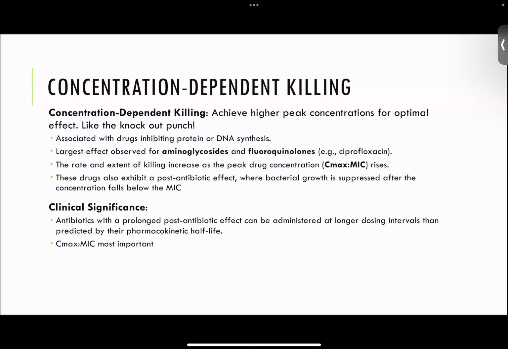Okay, so those are concentration dependent killers. Now these are more about inhibiting protein or DNA synthesis, which is how the drug works, okay? Again, you don't need to know that yet. You will a year from now, but not yet. So these are observed for aminoglycosides and fluoroquinolones.